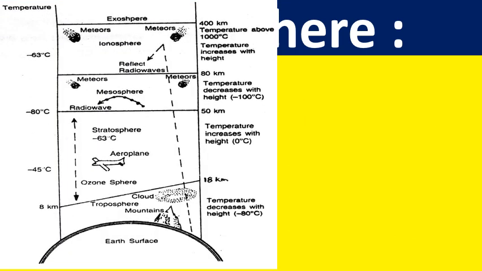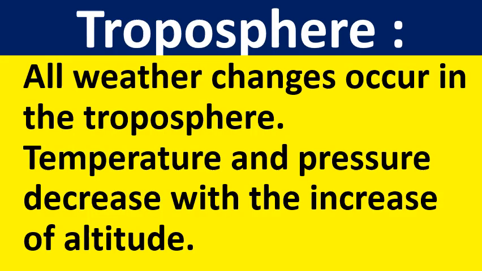See, dear students, this is the picture I am showing you. This is the picture from your textbook. See the Earth's surface here down. Then above that you have mountains and clouds, and that area is a troposphere, which is extended up to 8 kilometers at the poles and 18 kilometers in the equator. Here temperature decreases with height. Troposphere, here weather changes from time to time. Temperature, pressure decrease with the increase of altitude. That means as you go higher, temperature reduces.